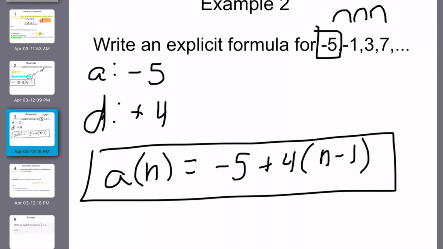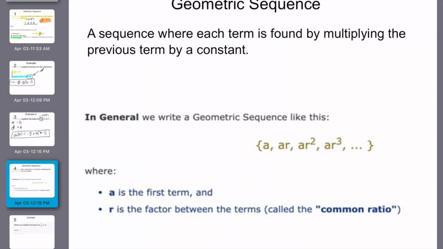And that is my explicit formula for this example. Nothing too out of the ordinary. It's a lot of finding individual pieces and putting them into the formula. And this is going to be the same thing for geometric sequences.